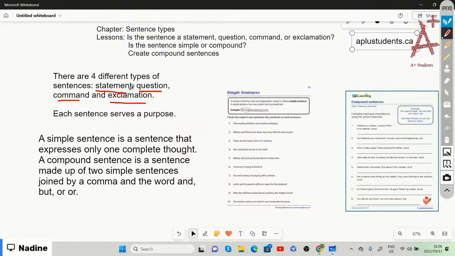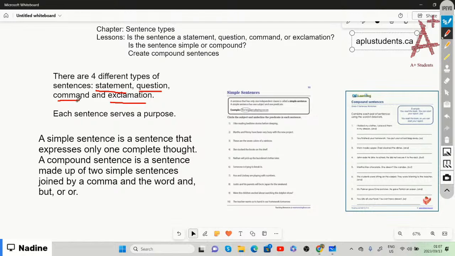With a statement, a statement is just telling someone about something. The statement sentence ends with a period. And then we have a question. A question sentence is where you are asking a question, and the sentence ends with a question mark.